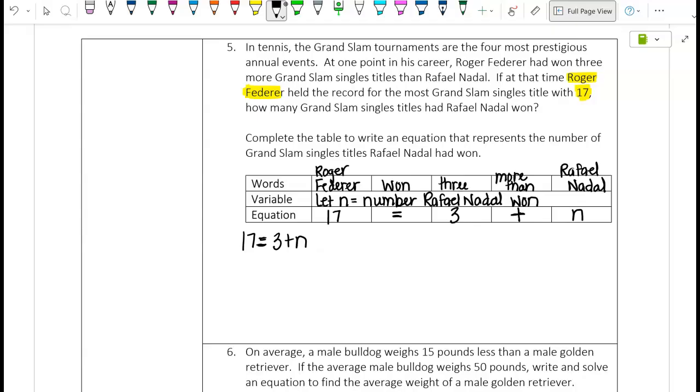So if I want to find out what n is, what do I have to do here? I want to get n by itself, which means I have to move that 3. How can I move that 3? Subtracting 3. So 17 minus 3 is 14. So we have 14 equals n. Or you can reverse that and say n equals 14. They're the same thing. But what does that 14 represent? Yeah, so we would say Rafael Nadal won 14 titles.